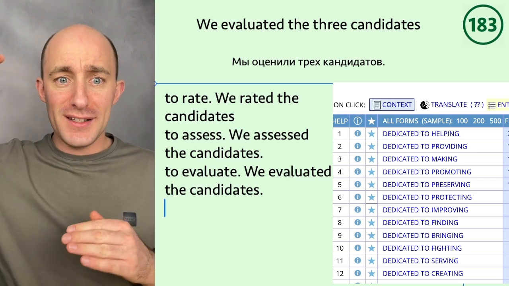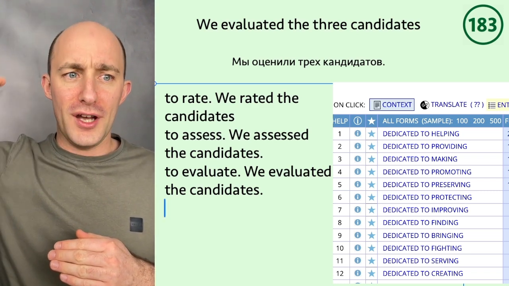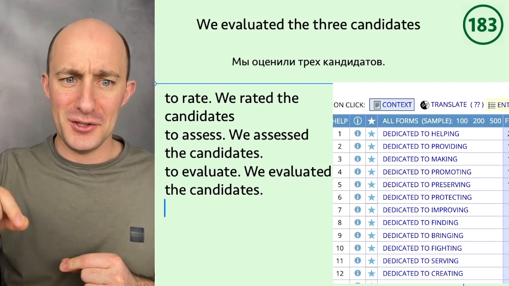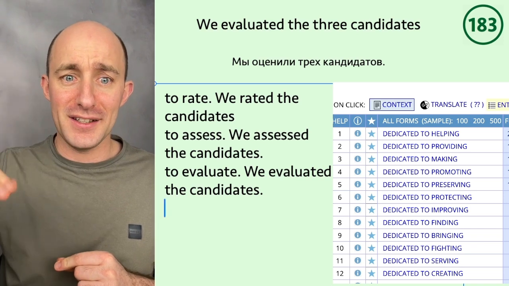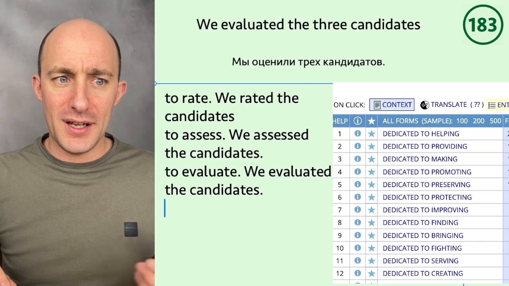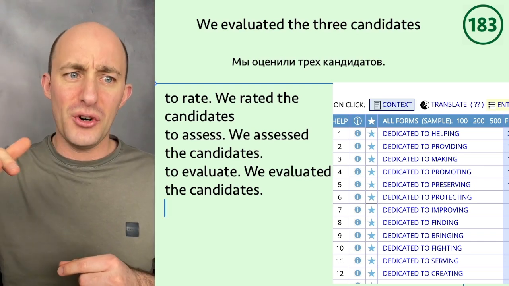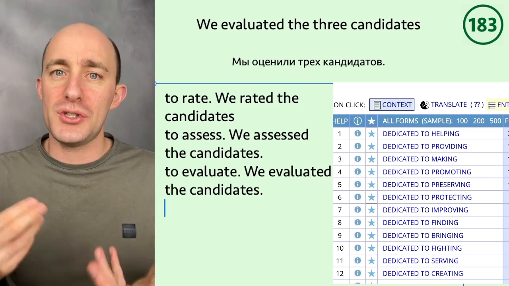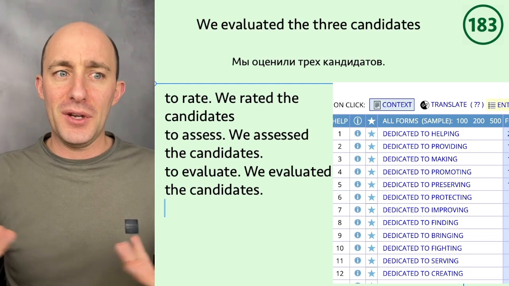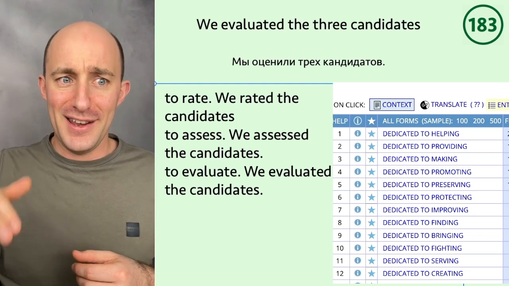If you rate, usually you put them in order. You know, the best, the second best, the worst. That will be to rate the candidates. To assess the candidates, if you assess somebody, you usually give them a score. Good, all right, bad. At school, we always talk about assessments. We do a lot of assessments. And when you do an assessment, you get a result. Good, all right, bad.